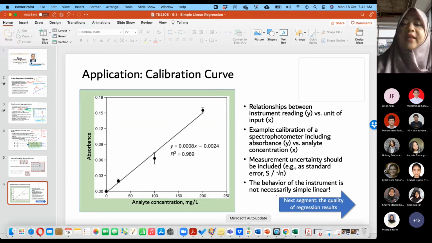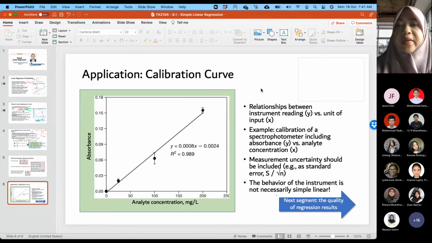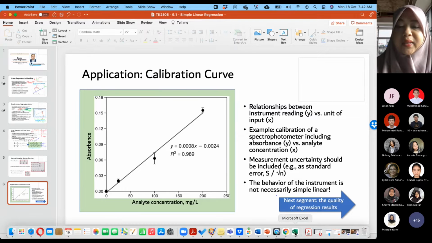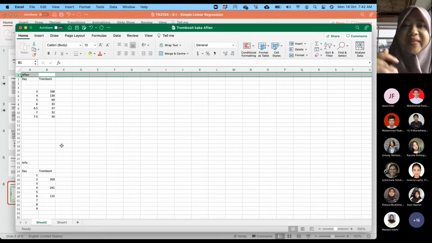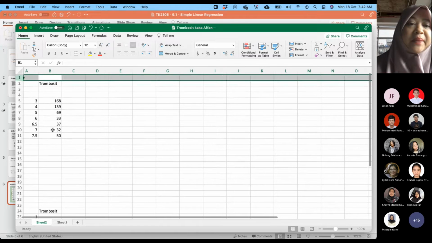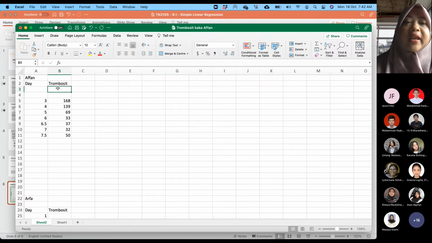No? Okay. If not, then I'll just give a very simple example based on my kids' health. Yeah, so I'll show you this one. A few weeks ago, exactly two weeks ago, my first son looks like he had DB, demam berdarah.